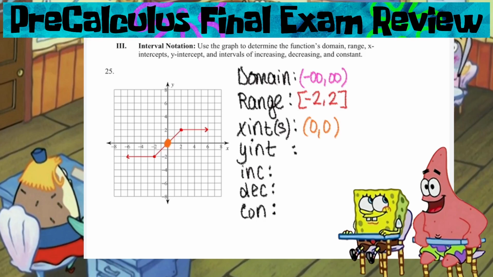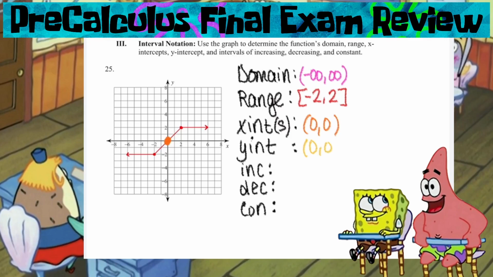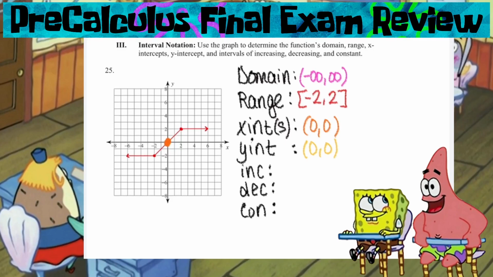Again, context clues. If your origin is your x-intercept, it obviously has to be a y-intercept as well because the origin is the point that they have in common. You will only ever have one y-intercept if you are dealing with a function.